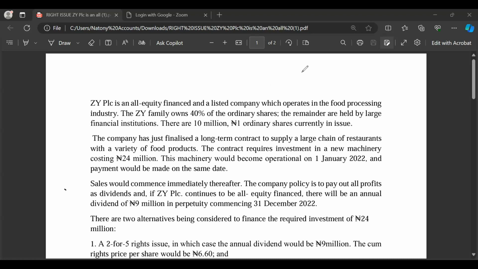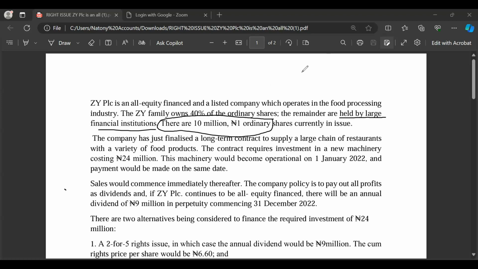The remainder are held by large financial institutions. So the remainder is held by different institutions, but they are large financial institutions. There are 10 million ₦1 ordinary shares currently in issue. So the current number of shares in issue is 10 million ordinary shares.